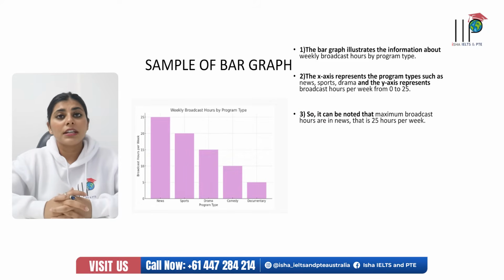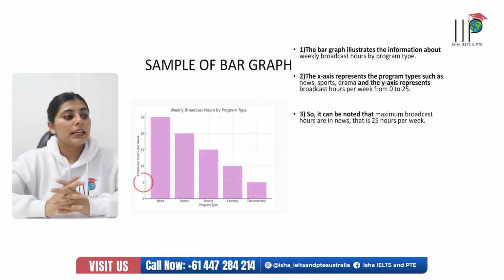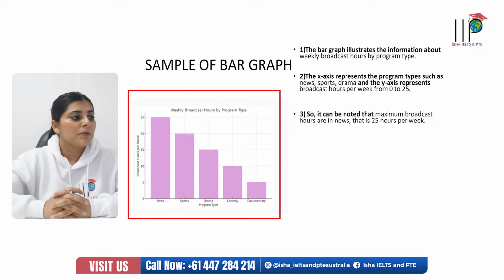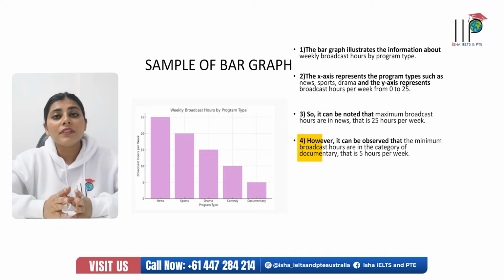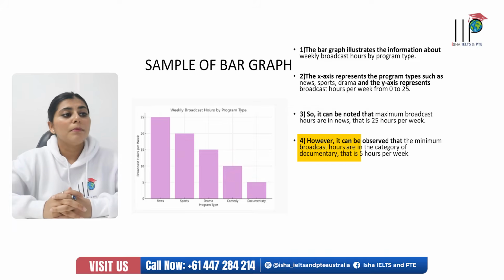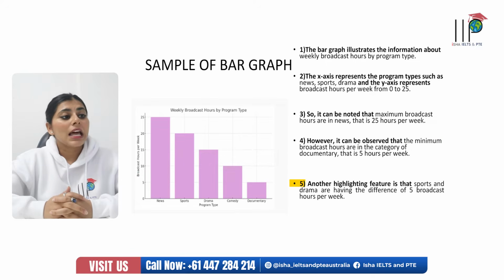And now we have to find out something which is minimum. In the image, documentary is the minimum, which has just around 5 hours per week. So we'll be saying, however, it can be observed that the minimum broadcast hours are in the category of documentary, which is around 5.